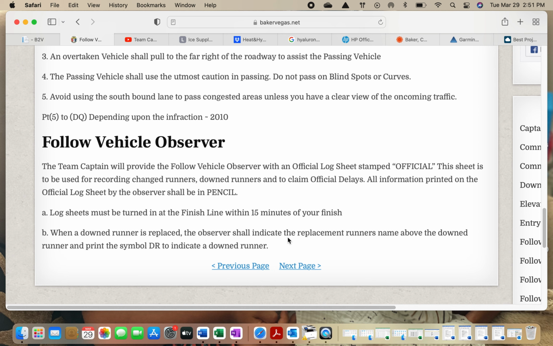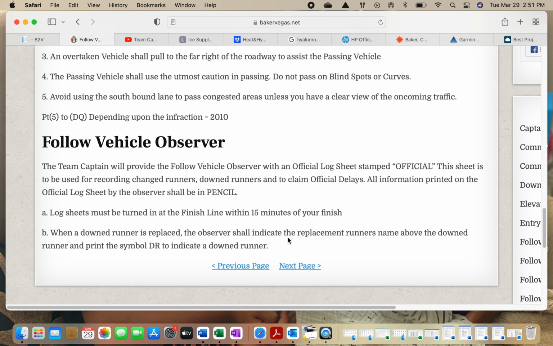Unfortunately, if you do have a down runner, somebody goes down, obviously take care of the runner first. The alternate will get out, grab the baton, and take off running. In that situation, once you've taken care of your fallen runner, make sure that you note on your run plan a DR for downed runner and which alternate finished the leg. Please make all notations in pencil.